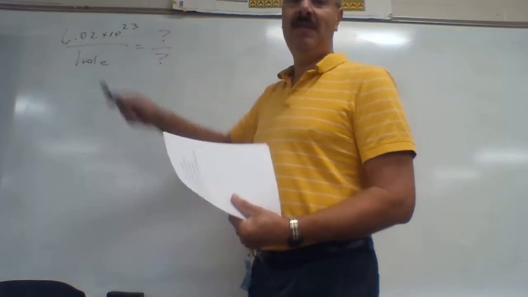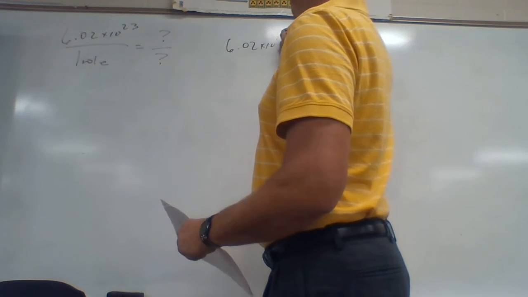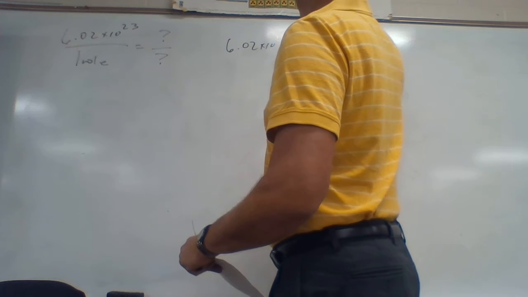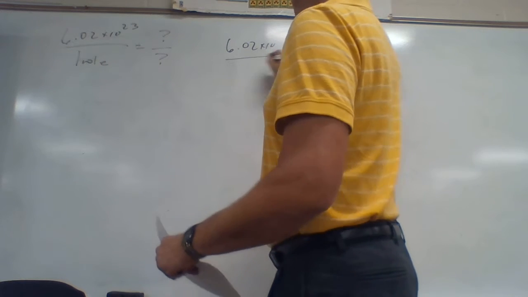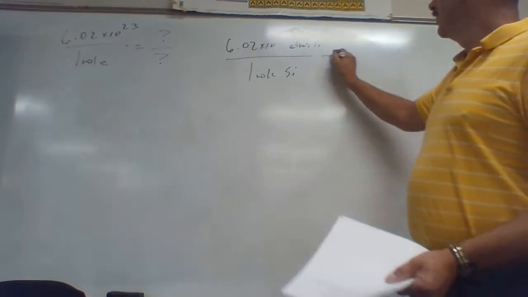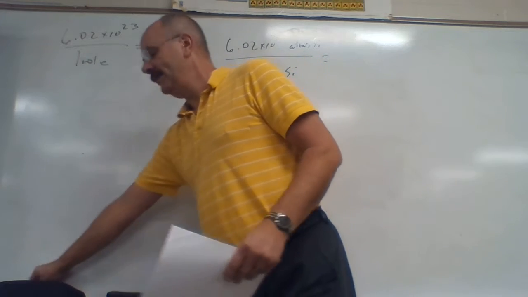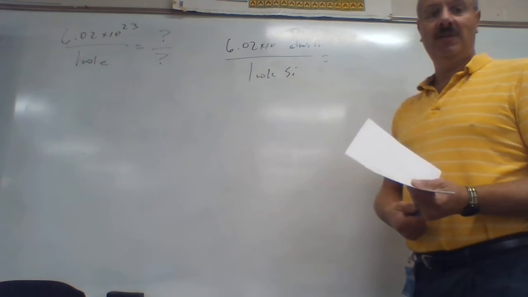So we're going to utilize this equation up here. So we have 6.02 times 10 to the 23rd atoms of Si per 1 mole of silicon. Remember, that never changes. That's always going to be that. It's always like the idea of there's 12 in a dozen.